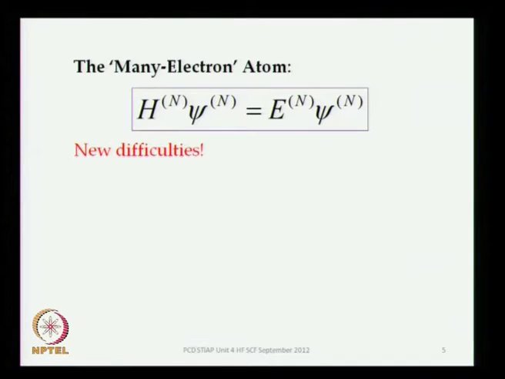Now, this is the relationship that we have to address. So, we will first work with the non-relativistic many electron problem, and the Schrödinger equation will read H psi equal to E psi for the n particle system, n being the number of electrons that we have in the system. So far so good, but immediately we meet new difficulties.